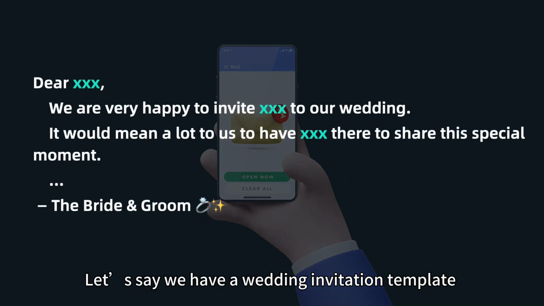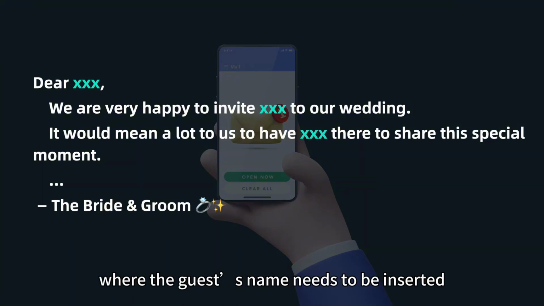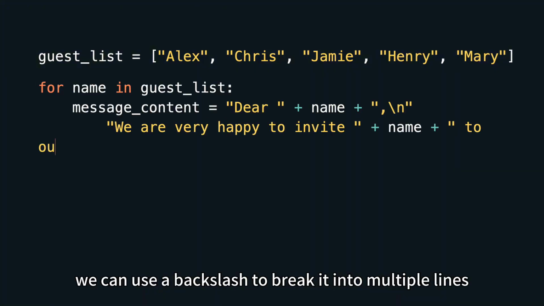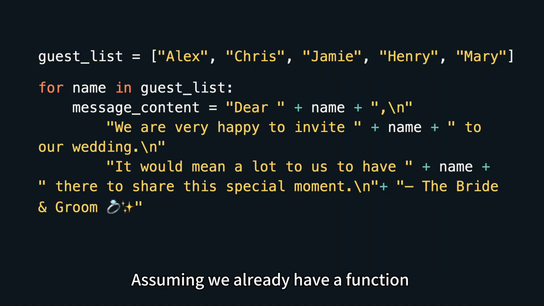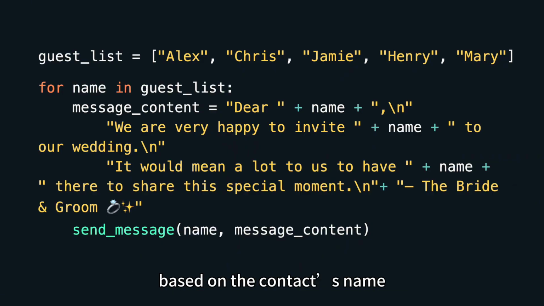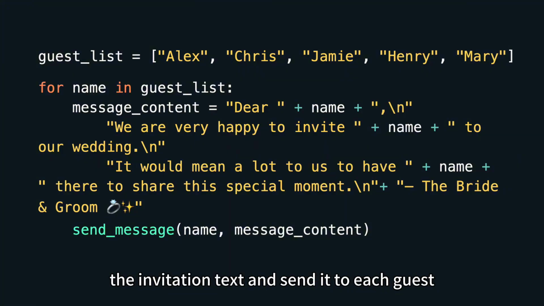Let's say we have a wedding invitation template with several places where the guest's name needs to be inserted. With a contact list, we can use a for loop to insert each name into the correct positions. Since the line of code is quite long, we can use a backslash to break it into multiple lines. Assuming we already have a function called sendiMessage that sends messages based on the contact's name, this program can now automatically generate the invitation text and send it to each guest.